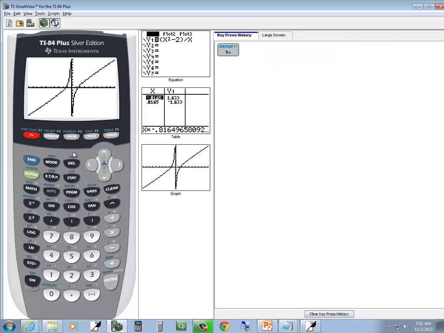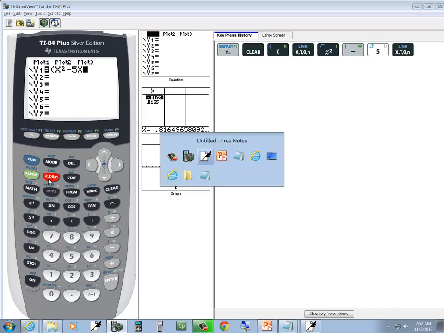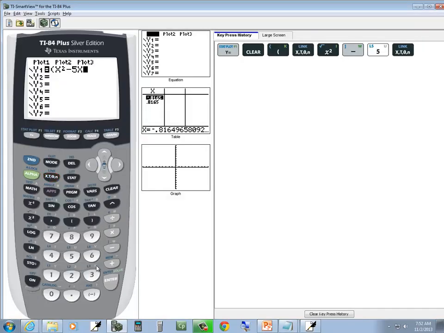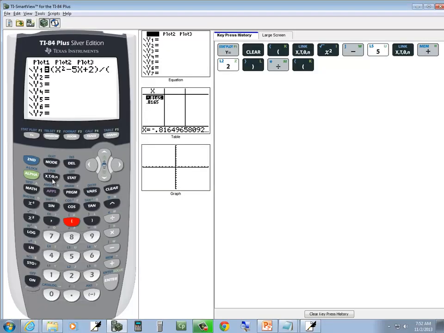So press y equals, press clear, do a beginning parentheses, x squared minus 5x plus 2, closing parentheses divided by beginning parentheses, x minus 3. Close parentheses. And then graph.